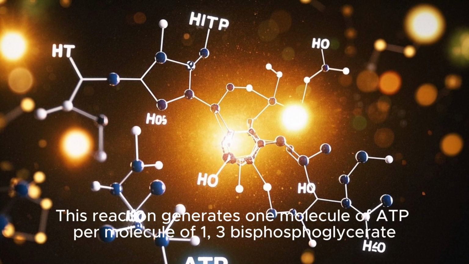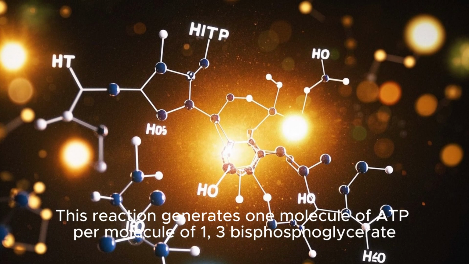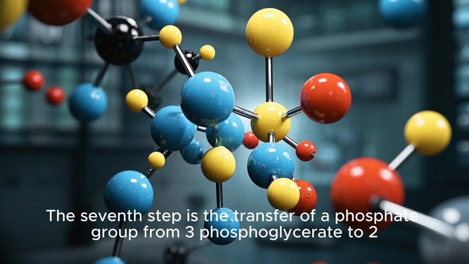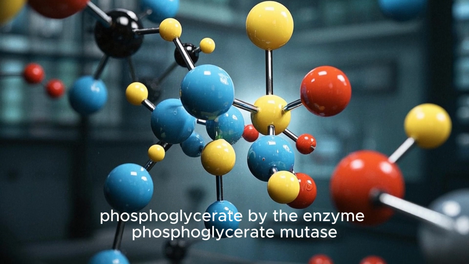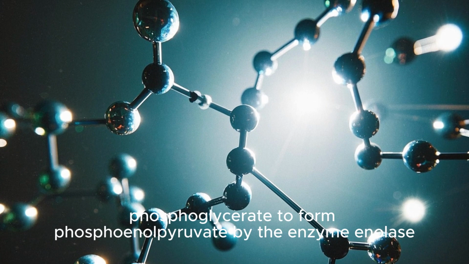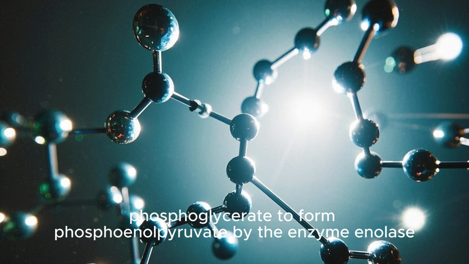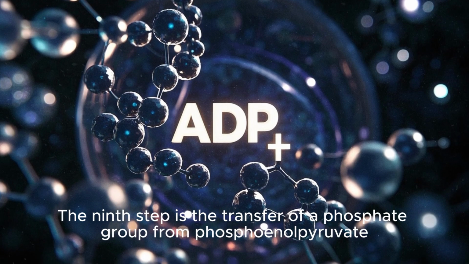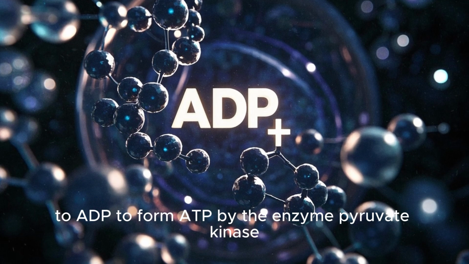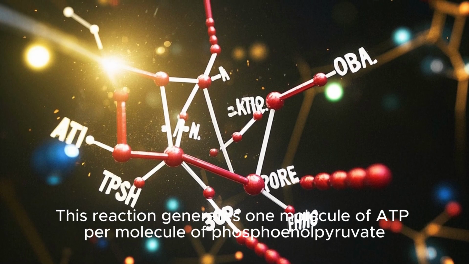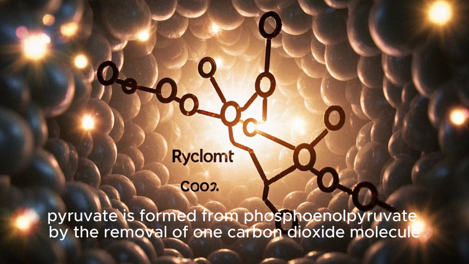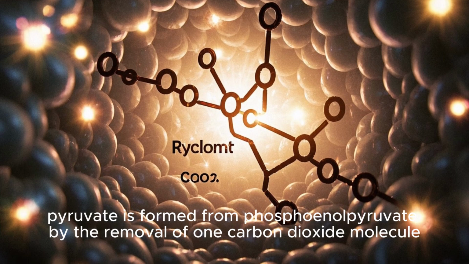This reaction generates one molecule of ATP per molecule of 1,3-bisphosphoglycerate. The seventh step is the transfer of a phosphate group from 3-phosphoglycerate to 2-phosphoglycerate by the enzyme phosphoglycerate mutase. The eighth step is the removal of water from 2-phosphoglycerate to form phosphoenolpyruvate by the enzyme enolase. The ninth step is the transfer of a phosphate group from phosphoenolpyruvate to ADP to form ATP by the enzyme pyruvate kinase. This reaction generates one molecule of ATP per molecule of phosphoenolpyruvate. Finally, pyruvate is formed from phosphoenolpyruvate by the removal of one carbon dioxide molecule.